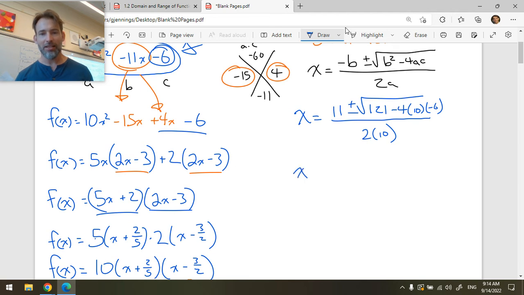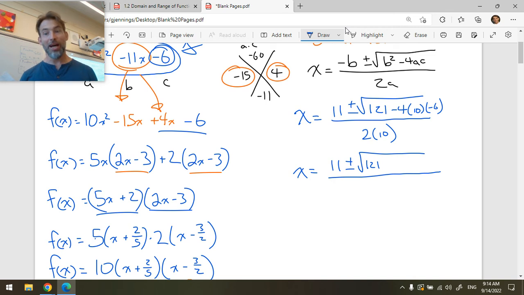All right, x is equal to 11 plus or minus the square root of 121. Minus 4 times 10 is minus 40. Minus 40 times minus 6. 4 times 6 is 24. So this is positive 240. Check your calculator if you don't trust me. All right, so 240 there. And then divided by 2 times 10. So divided by 20.